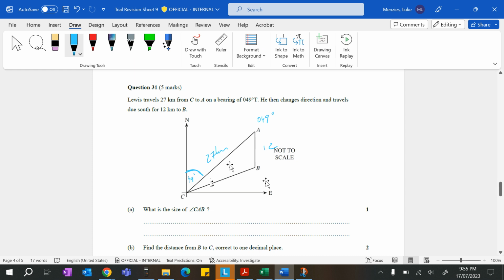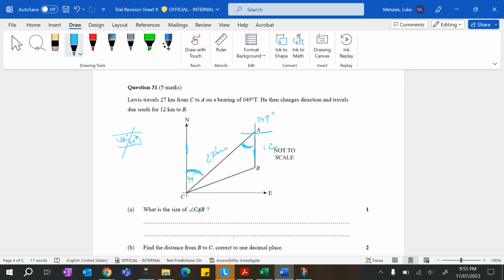What's the size of angle CAB? Okay, so CAB, we're after this angle in here. The middle letter is the one we want. And this is going to be nice because we can draw a compass bearing. Because we have two parallel lines, and I've covered this in a previous episode, we're going back to our alternate angles. Because this is 49 degrees, this is also 49 degrees. These two angles here are the same as these two angles in here.